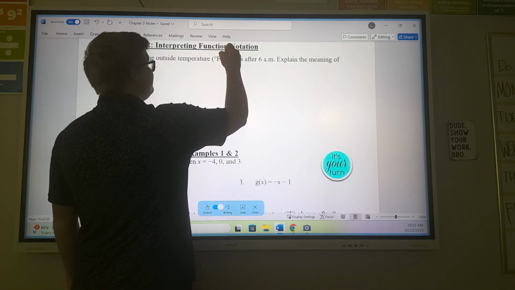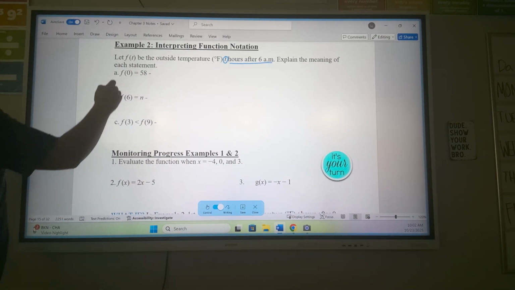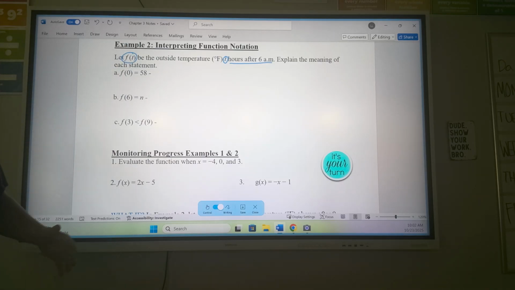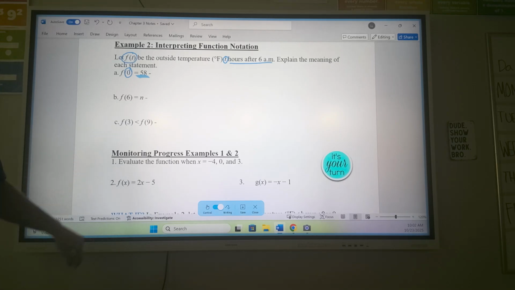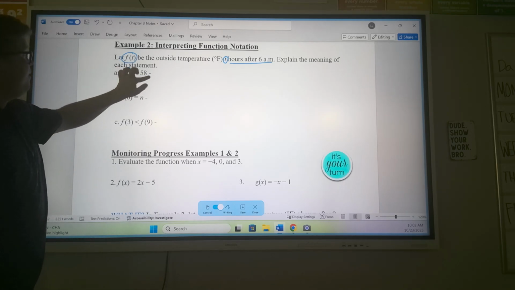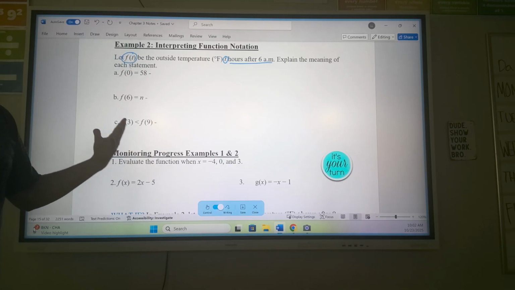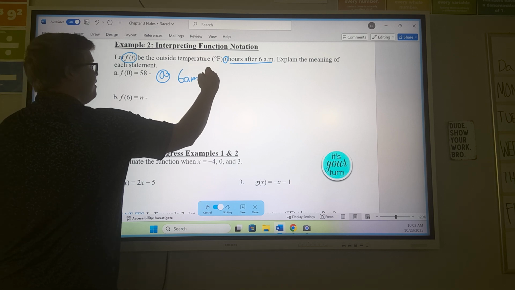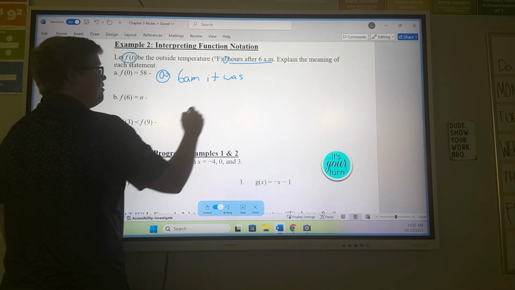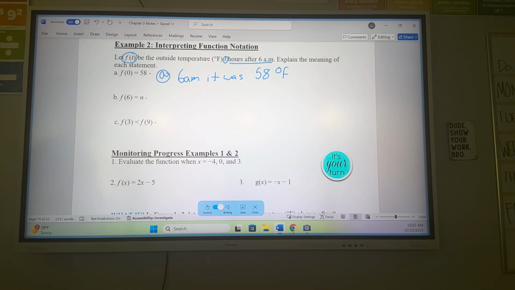So we know what t means. T means hours after 6 a.m. And it said f of t, right? So that means the only possible spot for t to be is right here. That is t. That means that this value right here is going to be our degrees at that time. So this is 0 hours after 6 a.m. And if there's 0 hours after 6 a.m., the time is still 6 a.m., right? So all we have to say is at 6 a.m., it was 58 degrees Fahrenheit. Pretty simple, right? Okay, let's do the next one.